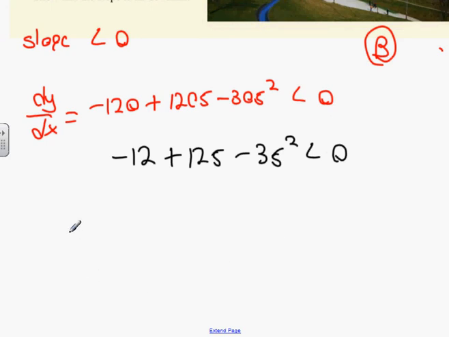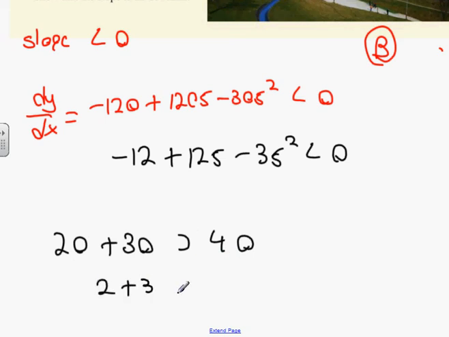Okay, let me show you something here, right? 20 plus 30 is greater than 40. Would everybody agree with that? What happens if I divide by 10? 2 plus 3 is greater than 4. So division of a positive number does not affect your inequality. And the only thing that affects an inequality is multiplication or division of a negative number. Then you have to change it around. But division or multiplication of a positive number won't affect it.